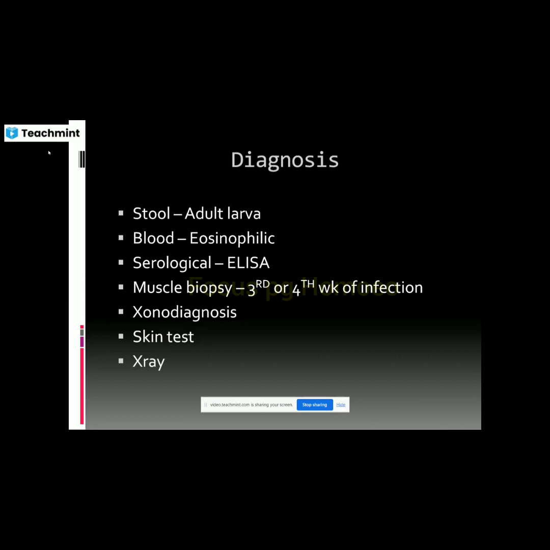Then a skin test is done, such as the Bachman intradermal test. In the Bachman intradermal test, a 1 in 5,000 or 1 in 10,000 dilution of larval antigen is injected into the skin, and an erythematous wheal-like appearance is seen in a positive case within 15 to 20 minutes. Next one is the X-ray test. In X-ray, calcified cysts can be detected. By this way, Trichinella spiralis can be diagnosed.